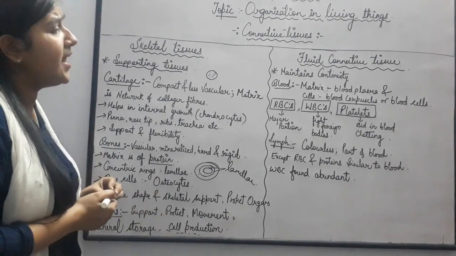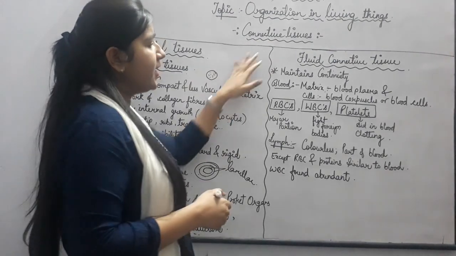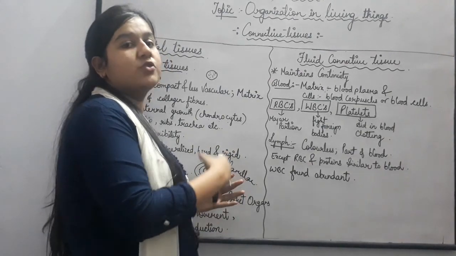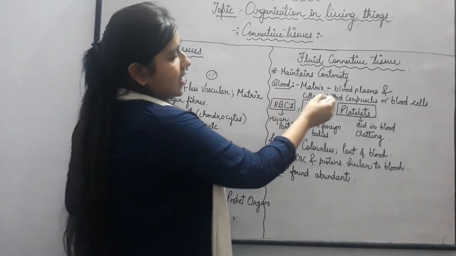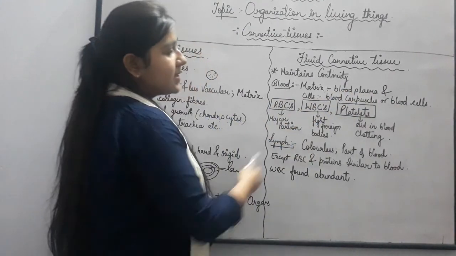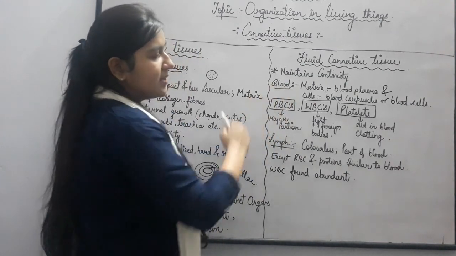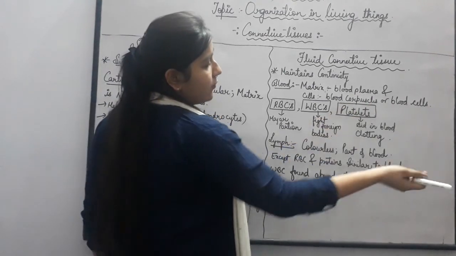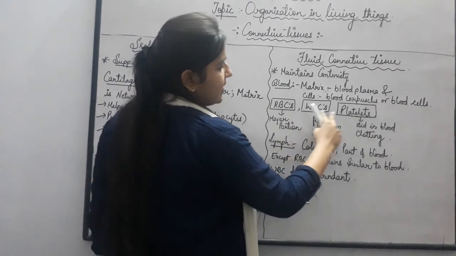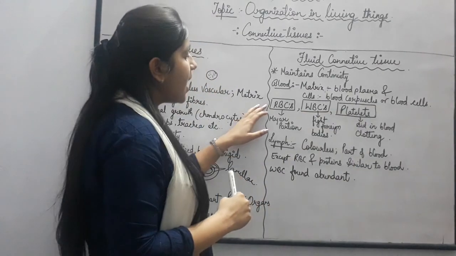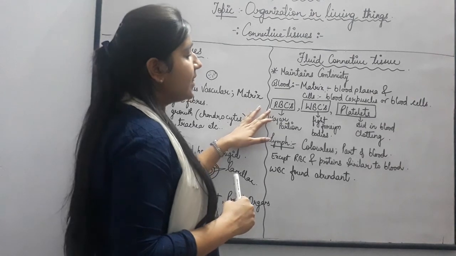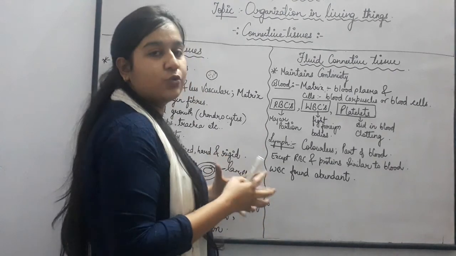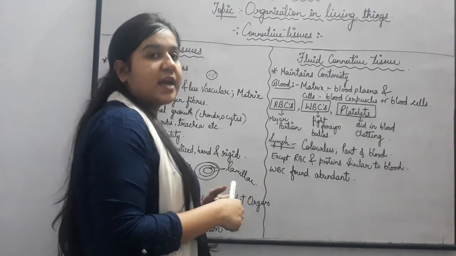Now students, see the next, fluid connective tissue. Fluid connective tissue maintains continuity in our body by flowing from one area to another. The blood matrix is made up of blood plasma, and the cells present in the blood are known as blood cells or blood corpuscles. These blood cells are of mainly three types: RBCs, WBCs and blood platelets. RBCs are also known as erythrocytes, and they are the major portion of our blood, and they are used for carrying oxygen and carbon dioxide in our body.